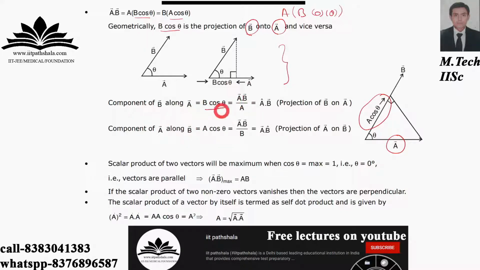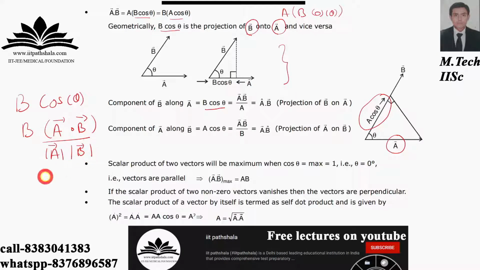So I can write it as follows. Just substitute the value of cos theta. B cos theta, and I know that cos theta is nothing but A vector dot B vector upon the magnitude of A vector into the magnitude of B vector. This B is nothing but the magnitude of B vector itself. So the B magnitude will be cut by B magnitude, and you will be left with A dot B upon A.